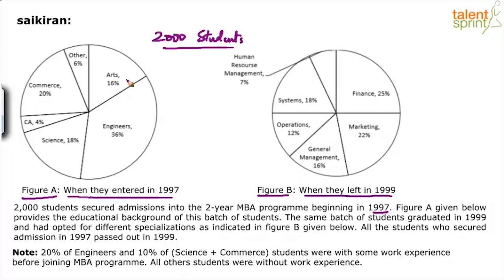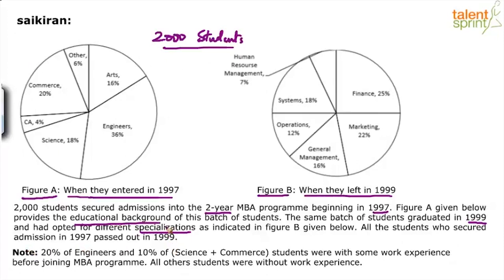Now continue reading it. It says the same batch of students graduated in 1999. Of course, if they have enrolled for a 2-year program, they will graduate in 1999. So these guys graduated in 1999 and had opted for different specializations. The first pie chart is educational background. The second pie chart is about specializations as indicated in figure B. So these are specializations: finance, marketing, general management, operations, systems, etc. All the students who secured admission in 1997 passed out in 1999.